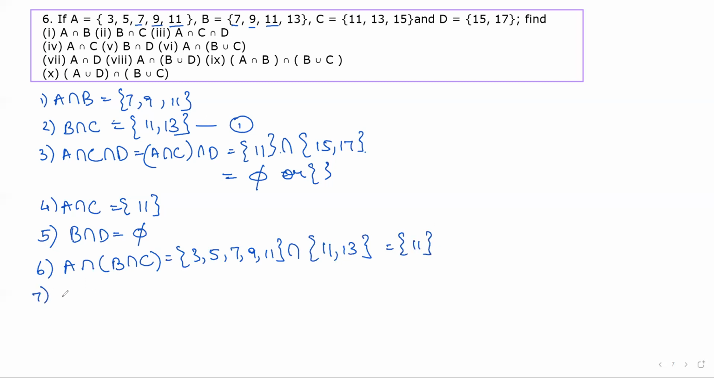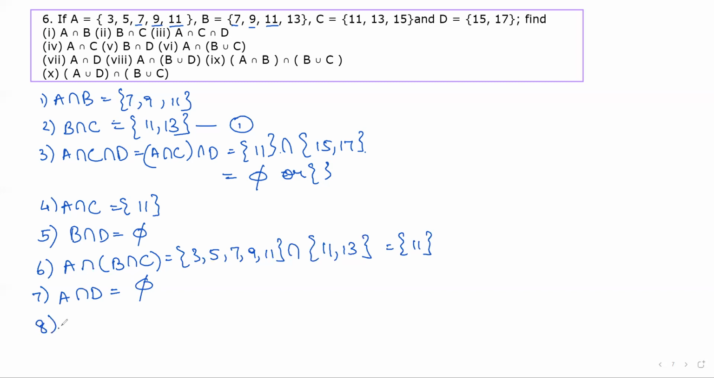Seventh, A intersection D. Now A stands between 3 and 11. D has elements 15 and 17. There's nothing common in it. So this is empty.